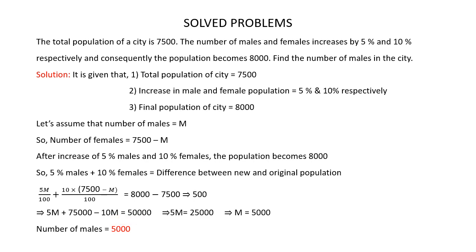Now 5M minus 10M is minus 5M, which when shifted to the other side will become plus 5M. Now when you shift 50,000 to the left hand side, it will become 75,000 minus 50,000, which is 25,000. So now we have 5M is equal to 25,000. So M is equal to 5,000. So the number of males is 5,000.